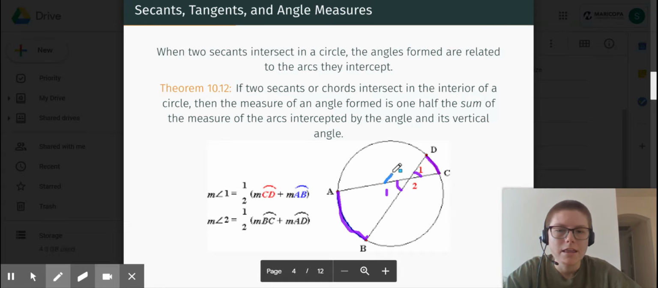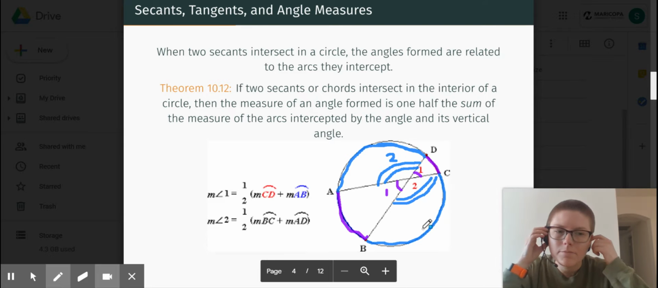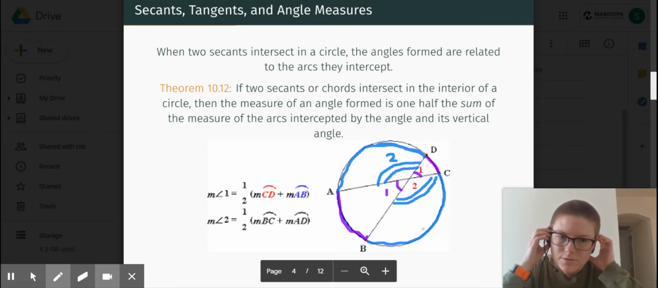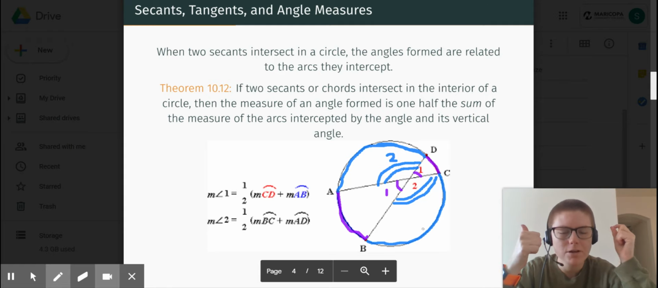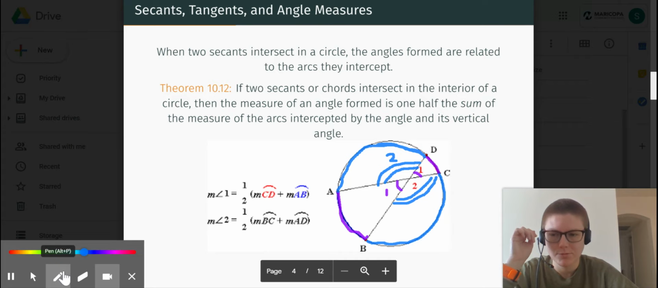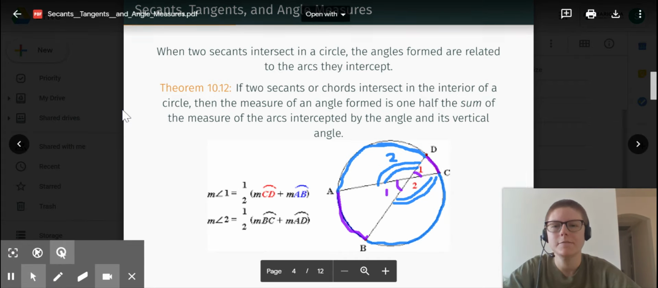Then we've got these angles here, angle 2 and its vertical counterpart, which we'll also call 2. They are 1/2 the sum of arc BC and arc AD. So that's a useful property, and we'll have problems that require us to use it. Ready? Write it down, draw your picture, and write down these formulas. They're important.